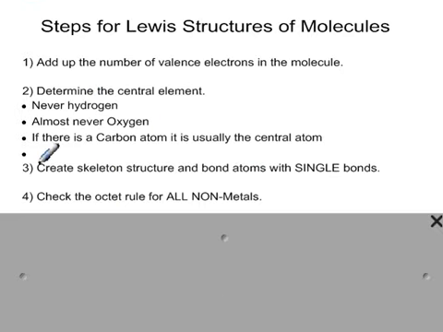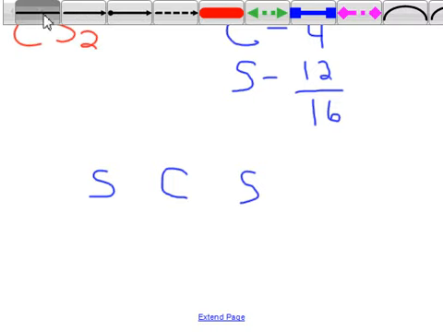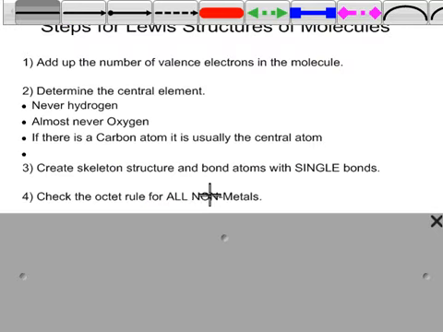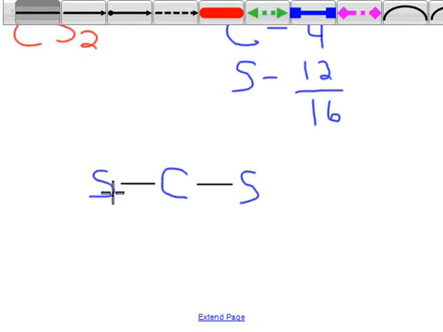Next thing I'm going to do is create my skeleton structure and bond the atoms with a single bond. So I'm going to bounce back here, grab my little bond symbol, and bond the carbon with the sulfur like that. Okay? Now, that gives me 4 electrons, so I still have 12 more electrons to stick on my diagram. And so what we're going to do is start using that octet rule for all nonmetals. Well, both carbon and sulfur are nonmetals, so this means that I need 8 electrons around all of these.